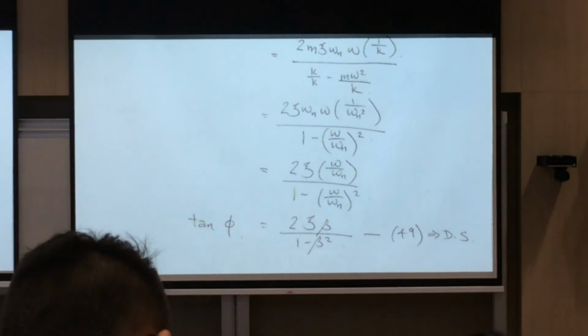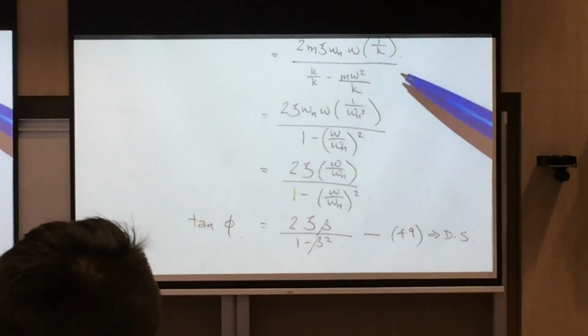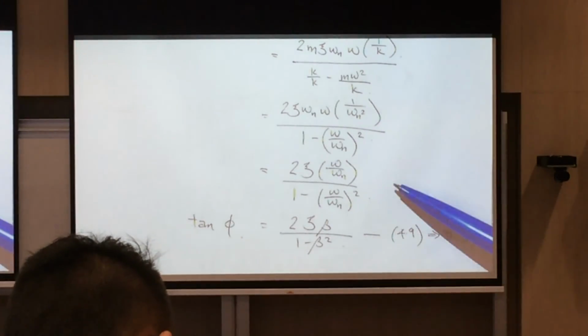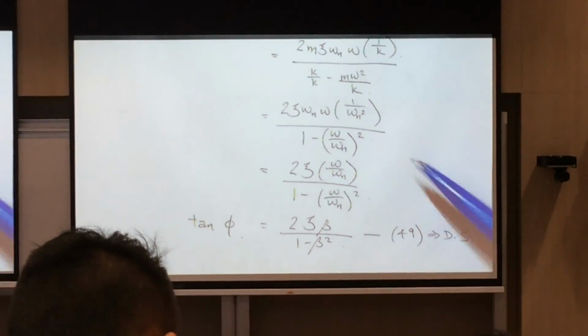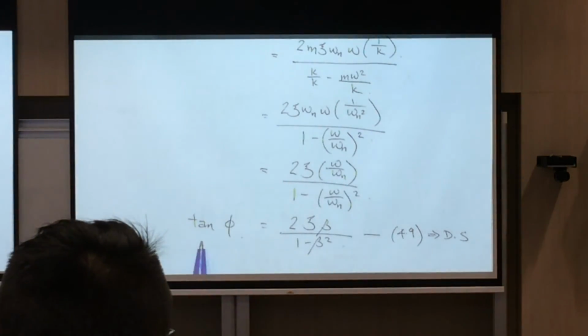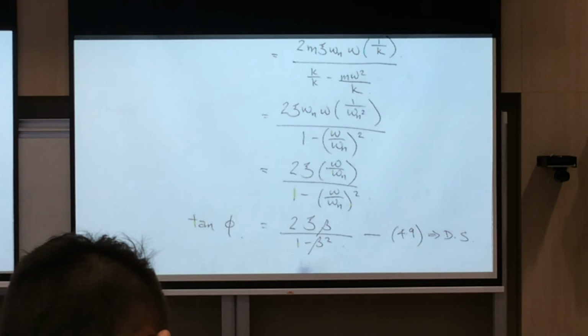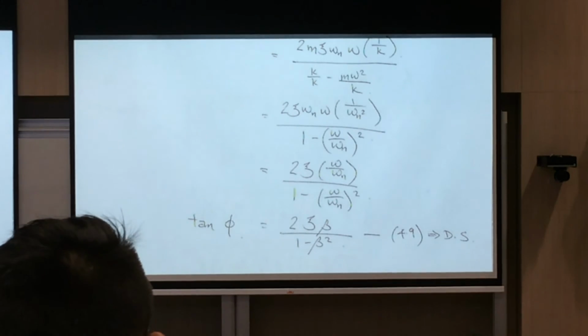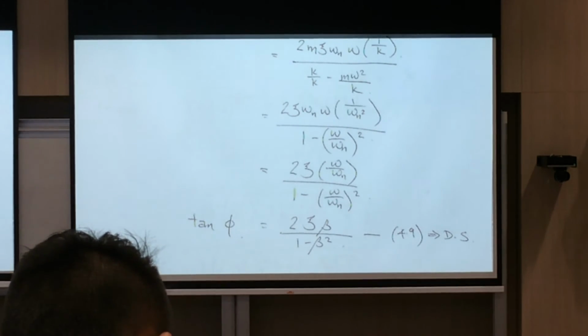Okay? So I've expanded it, I'll leave it to you to sort it out yourself. So we'll show that if derived, tangent phi is 2 zeta beta over 1 minus beta squared, which is as shown in your data sheet.